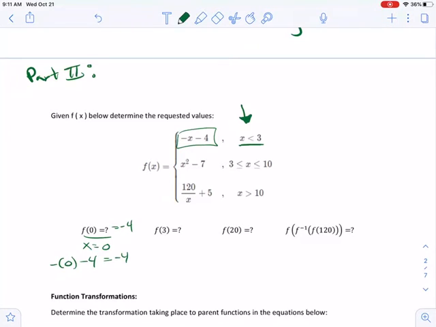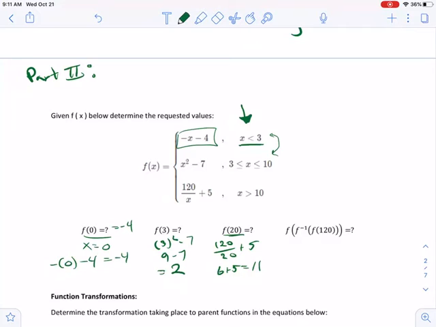F of 3 would be between these two values, but since the second equation applies if x is greater than or equal to 3, I'm going to use that one. So this becomes 3 squared minus 7, 9 minus 7, which is just 2. F of 20 is my final equation here. So this would be 120 divided by 20 plus 5. 120 divided by 20 is 6. 6 plus 5 just gives me 11 here.